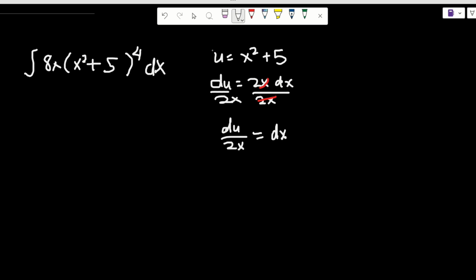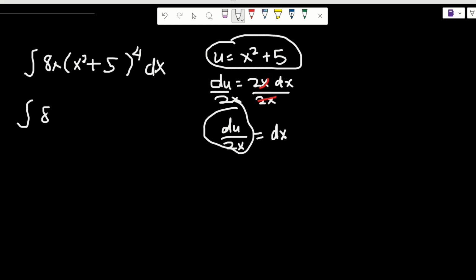Now we replace dx by du over 2x and x squared plus 5 by u. So here we have 8x times u to the power of 4, and then dx is du over 2x. We can cancel this 8x by 2x, and it will become 4.